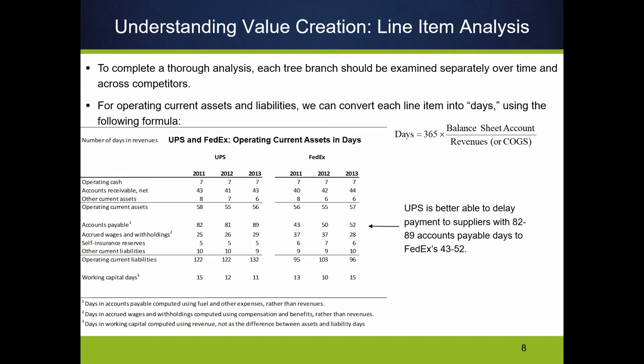Now, if we look at the current liabilities side, we see a big difference right at the front, accounts payable. UPS is able to convert their accounts payable in about 80 to 90 days, 82, 81, 89. So that's almost 3 months that they're taking to pay their suppliers. FedEx, 43 to 50 days. So either FedEx is committed to paying on time, or UPS has found a way to convince their suppliers to let them take a little bit longer to pay. And that means they have a little bit more time to handle that cash.